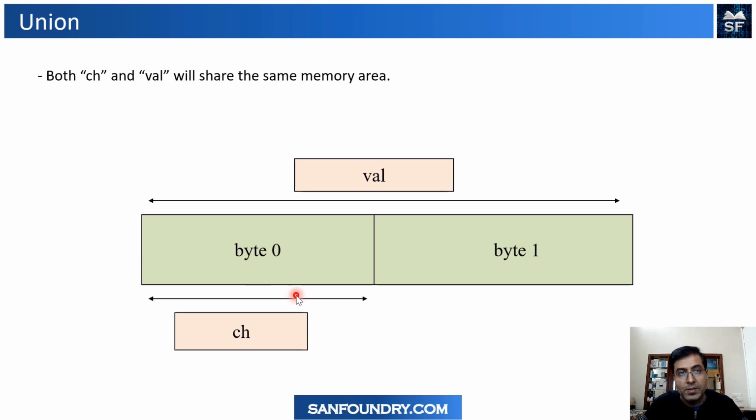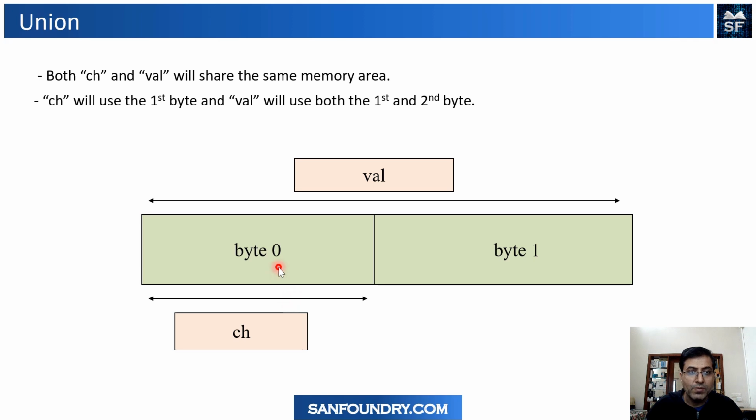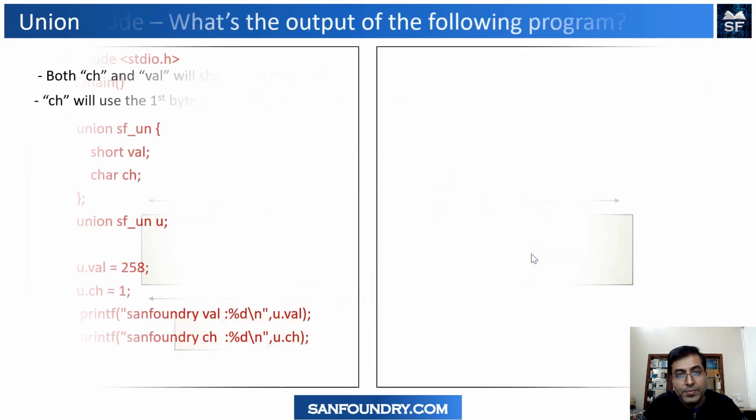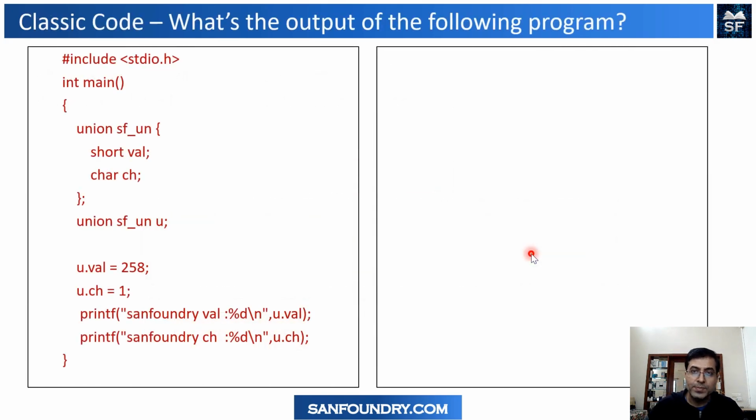So both ch and val will share the same memory area. Ch will use the first byte and val will use both the first and the second byte, as you know now. We'll understand how things work by looking into this example. Remember, this is the classic masterpiece. In the world of Sand Foundry, when I say a classic, it is a very interesting piece of code, because when you run this code, the outcomes can be significantly different for your environment or for different inputs. So a lot of learnings are associated with this particular code.